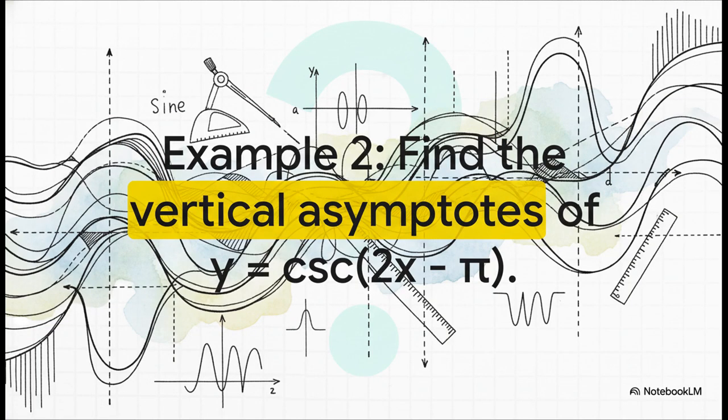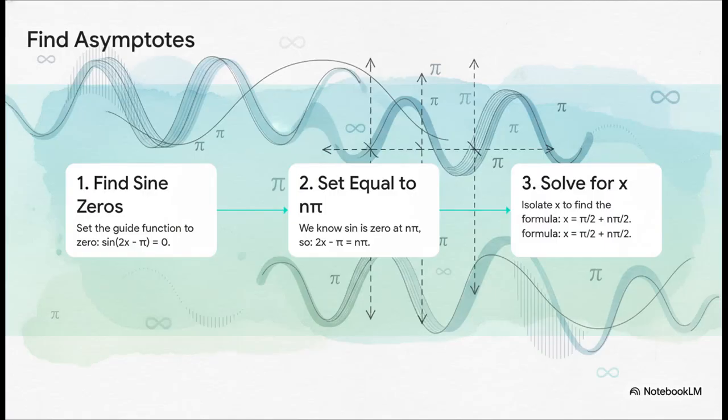Okay, cool. Let's switch it up a bit. For this next one, we don't even need the whole graph. We just need to find the vertical asymptotes of y equals cosecant of 2x minus pi. So let's think. The asymptotes, the walls, happen wherever the guide function is 0. The guide for cosecant is sine, right? So we just need to figure out where sine of 2x minus pi equals 0.